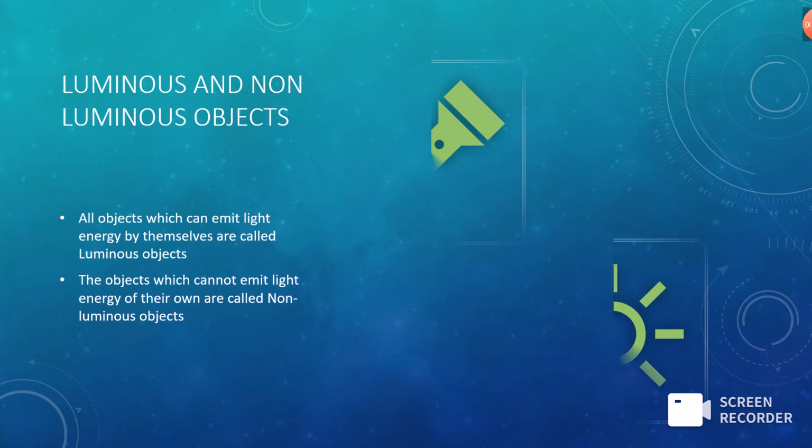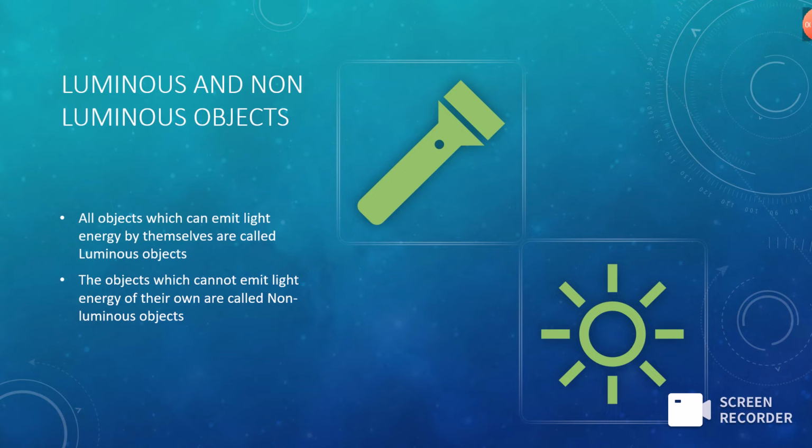Examples of luminous objects are sun, star, candle, bulb, etc. Non-luminous examples are moon, earth, shoe, paint, etc.